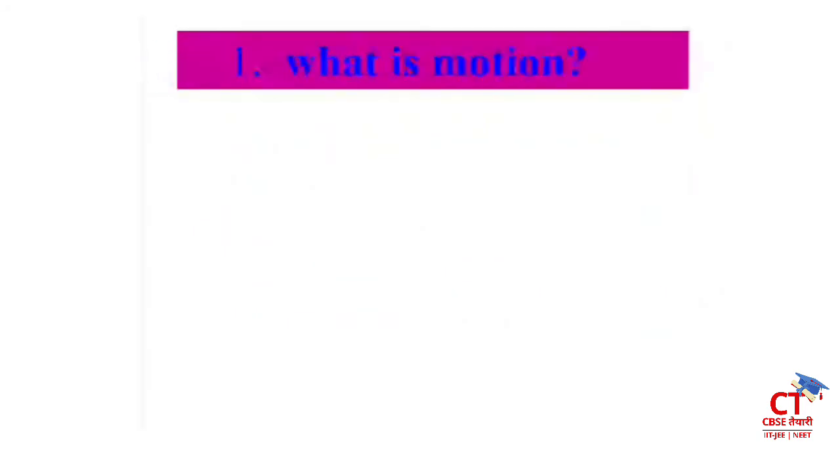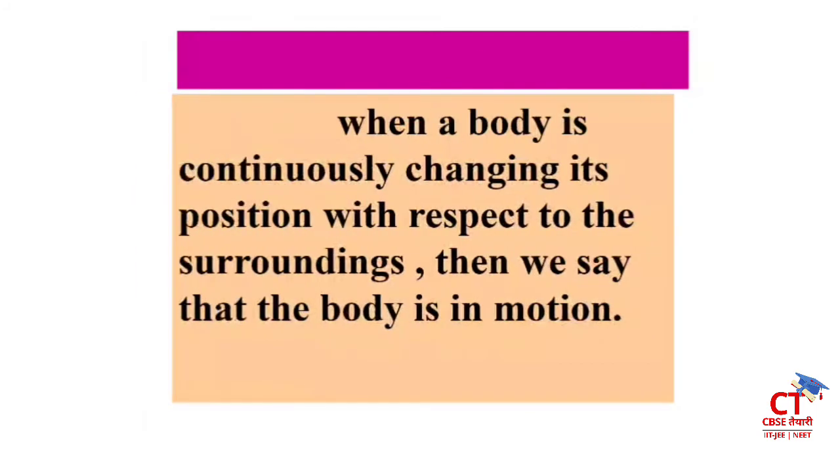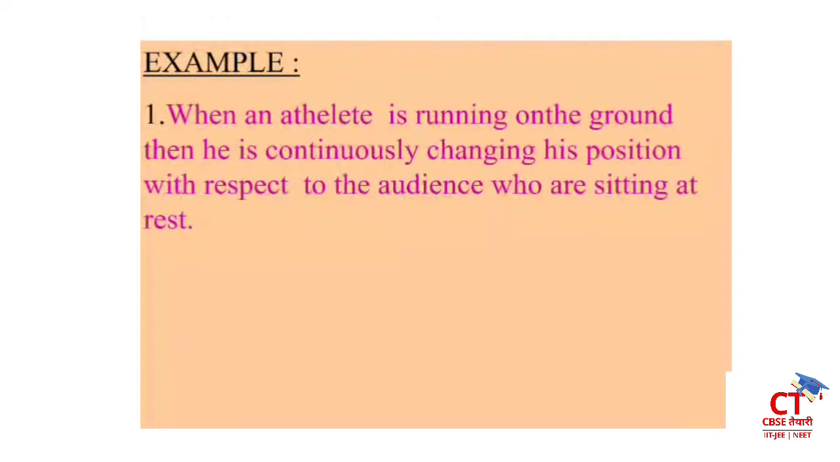Okay, so moving on, here we have what is motion as the first question. When a body is continuously changing its position with respect to the surrounding, then we say that the body is in motion. So that is the answer to the first question. And then we have examples. Suppose an athlete is running on the ground, then he is continuously changing his position with respect to the audience who are sitting at rest.